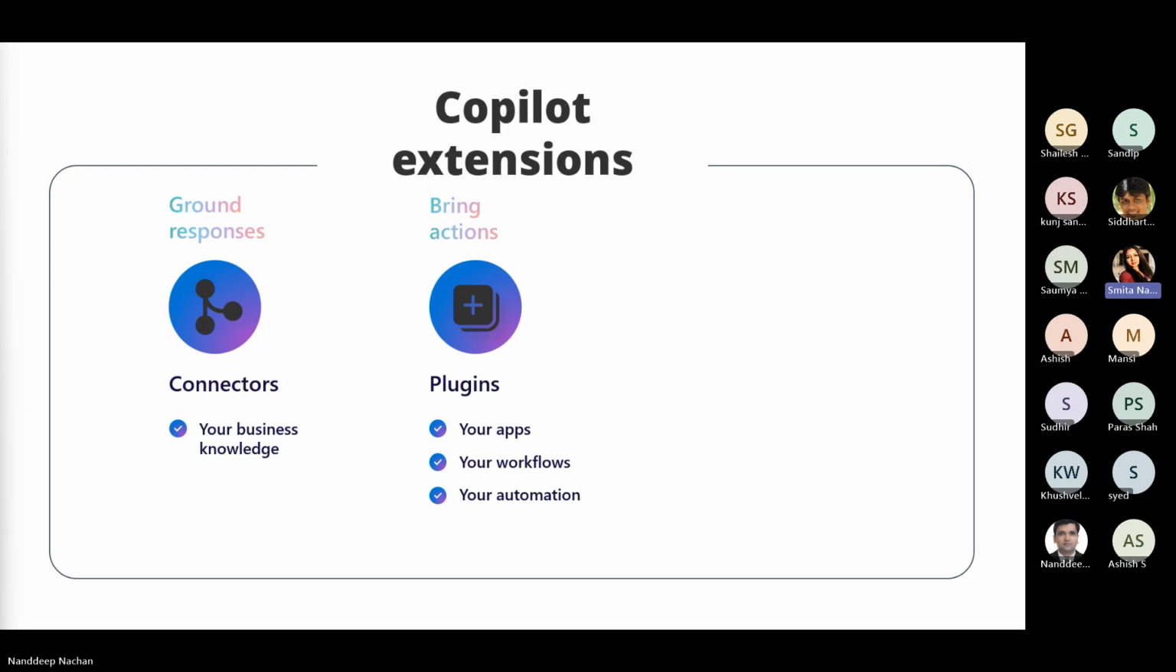Some of the key areas for these plugins are your apps, your workflows, and your automations. When it comes to your apps, Copilot can interact with company-specific applications, whether they are custom built or part of third-party services. For the workflows, your plugins can initiate predefined workflows, enhancing productivity by automating repetitive actions. And for the automations, through the plugins, Copilot can also leverage an automation platform, for example Power Automate, to execute multi-step processes.